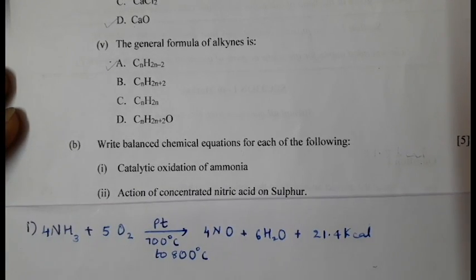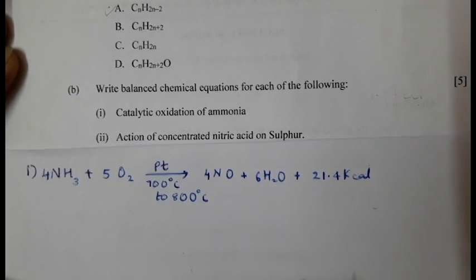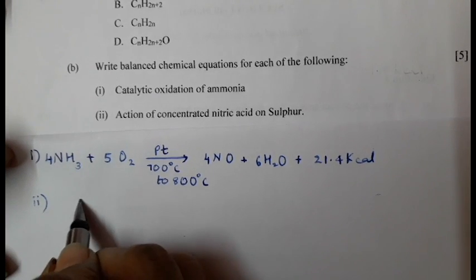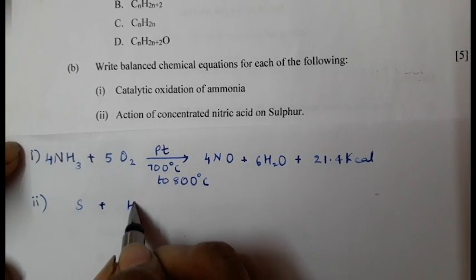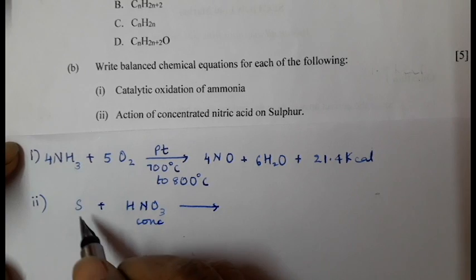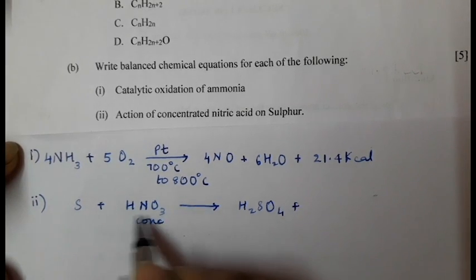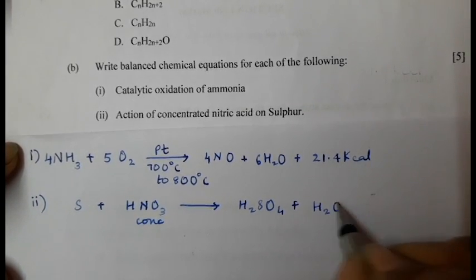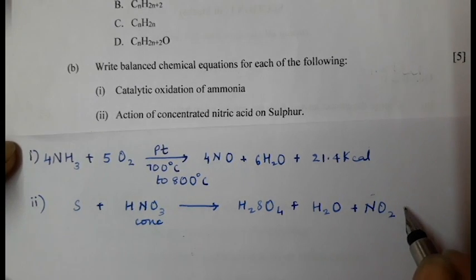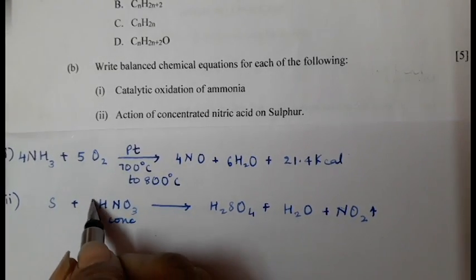The second reaction. Now second reaction is action of concentrated nitric acid on sulfur. So we talk about the second reaction. Now sulfur plus you'll have concentrated nitric acid is HNO3, and we'll write conc, that is concentrated, and here sulfur gets oxidized to H2SO4, and the products when conc nitric acid reacts with metals or non-metals is H2O plus NO2, which is going to give you up arrow. And so you will have sulfur with 6HNO3.